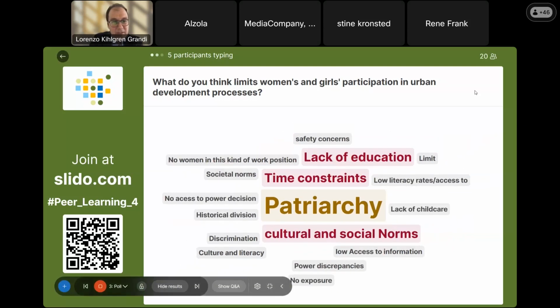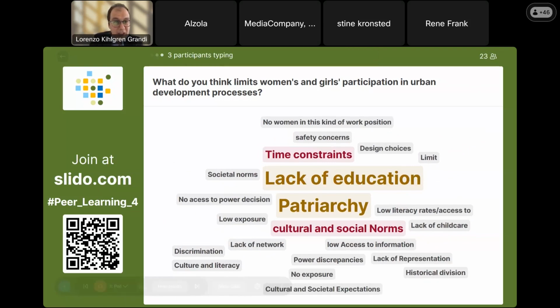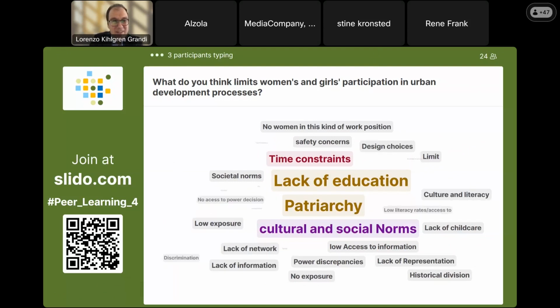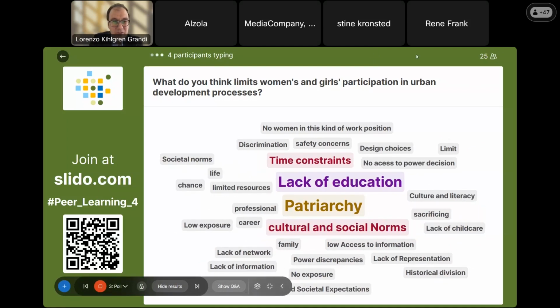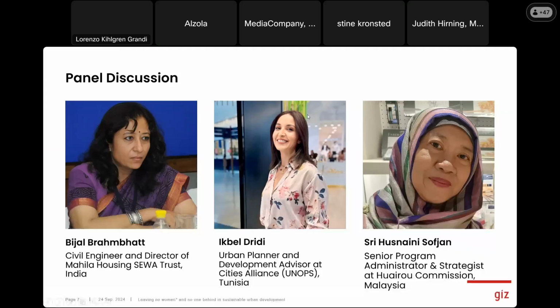Power discrepancies, low access to information, lack of childcare, design choices, no access to decision-making power, discrimination, cultural and literacy issues, time constraints also emerging as one of the reasons for these limits. Yes, wonderful. Sacrificing professional life, chance, family. So it's a mix of reasons. We'll try to cover all of them.